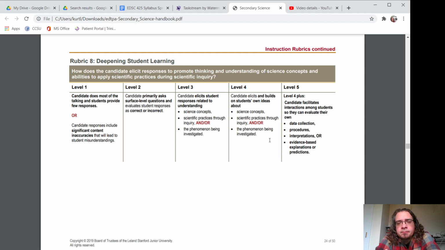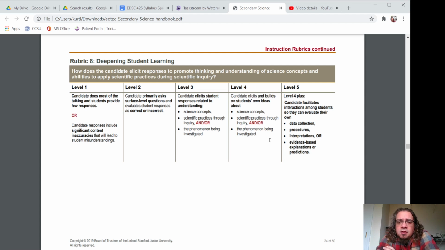Okay. So what's the difference here between level 3 and level 4? The candidate elicits and builds on students' own ideas about. Okay. So in level 3, elicits student responses. Level 4 elicits and builds on students' ideas. Okay. So that should be pretty clear. And level 5, again, this is about deepening student learning, right? So that's what we're looking for here as a general pattern.